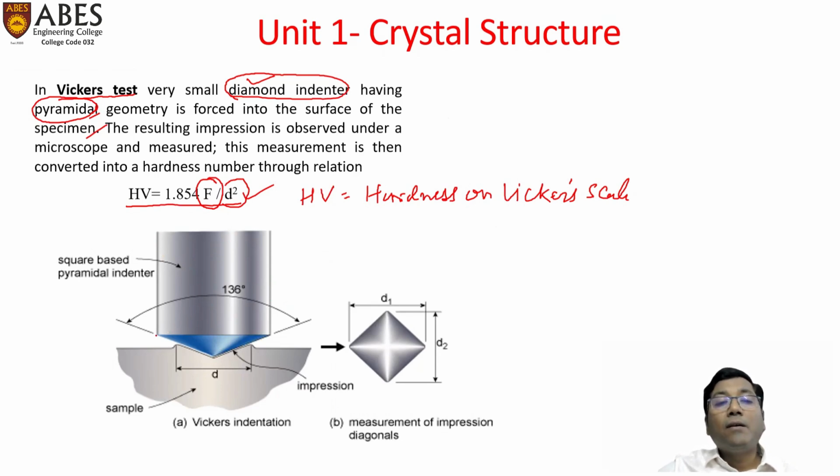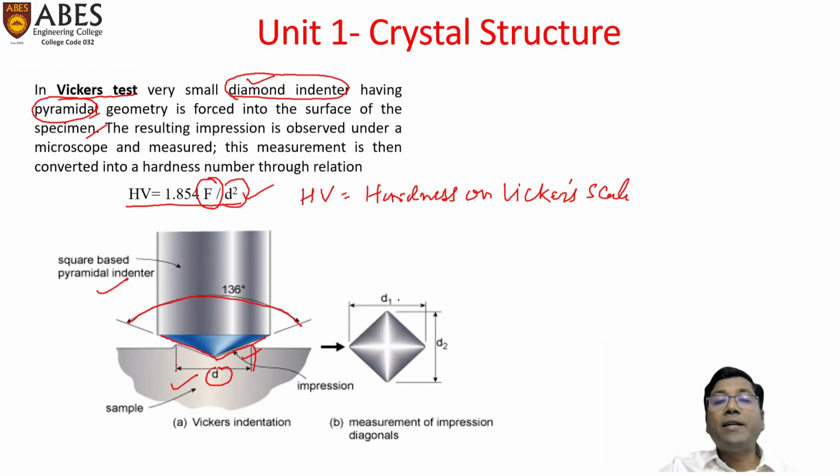The diamond indenter has a tip of diamond with a pyramidal shape, with a 136 degree angle between the two surfaces. The square base pyramidal indenter is there, and the impression left is measured after the impression is made. It is represented by small d; this is the sample and this is the impression.